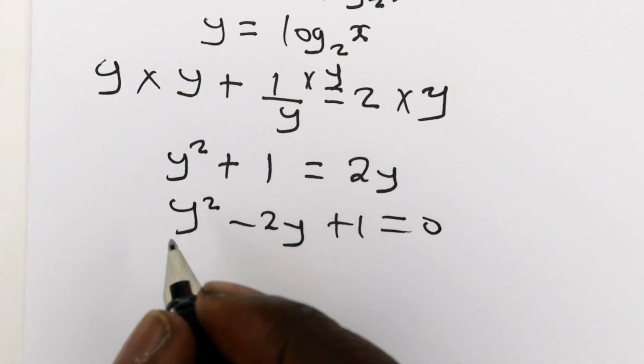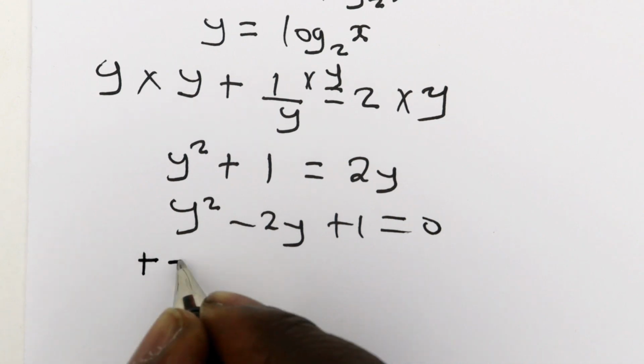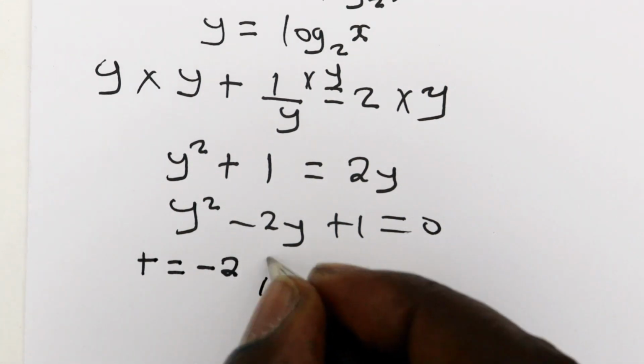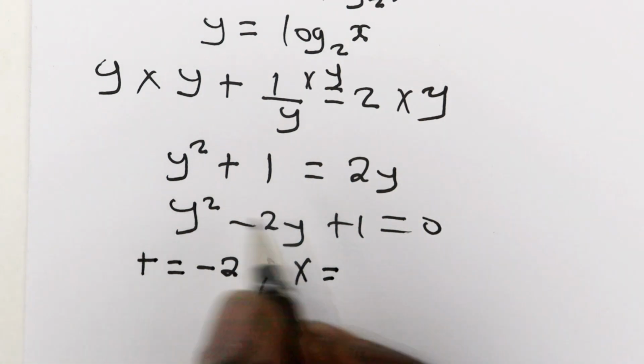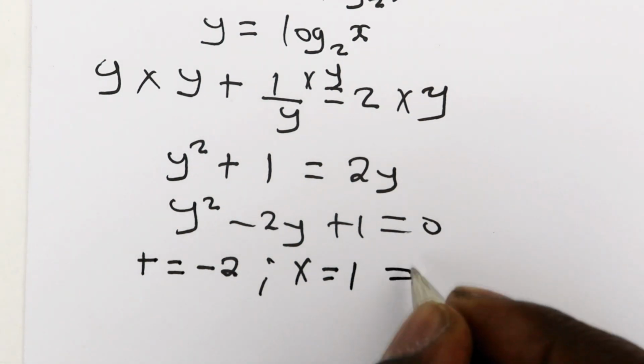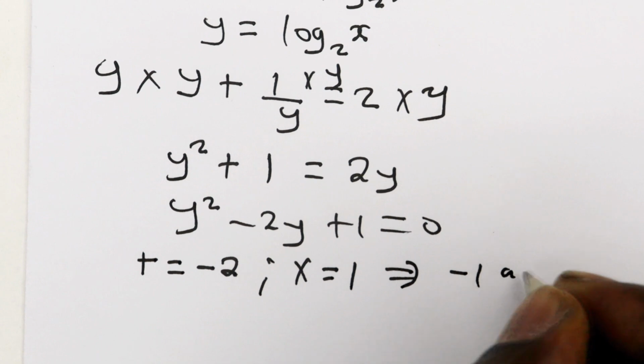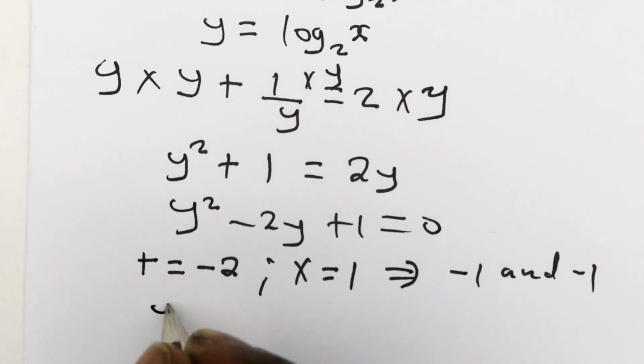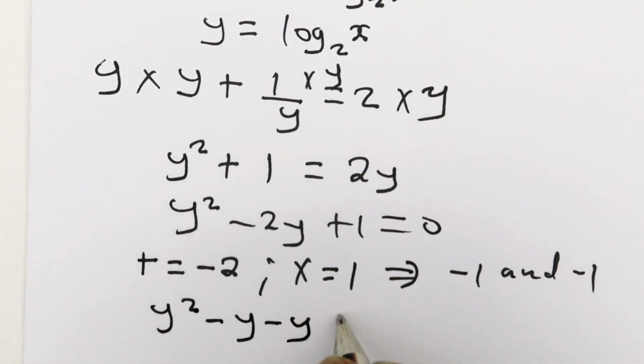So let us use factorization. Look for two numbers whose sum is the same as b, and in our case b is negative 2, and their product is the same as a times c, that is 1 in this case. So those two numbers are negative 1 and negative 1. Then split b into these two so that you have y squared minus y minus y plus 1 is equal to 0.